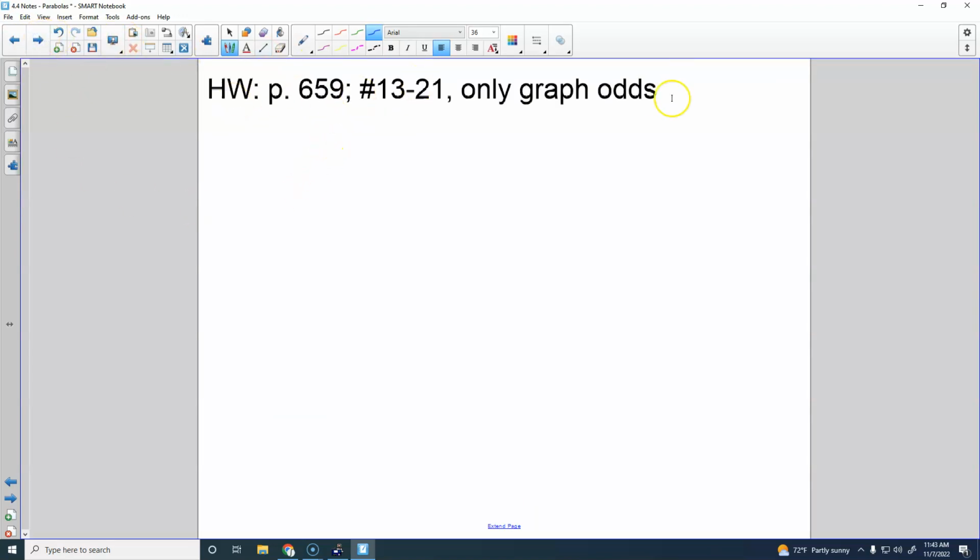So on Canvas, you guys are going to do an assignment from that page that's posted there, 13 through 21. It says only graph odds, but what I want you to do is sketch a graph like I was doing for these problems. For every problem, you do not have to graph them on graph paper, but I want to see the picture with the points labeled. So it doesn't have to be on graph paper.